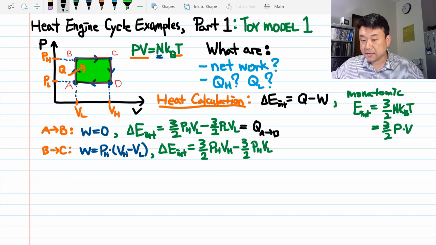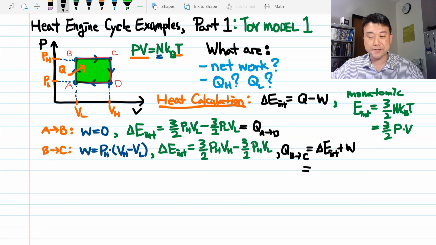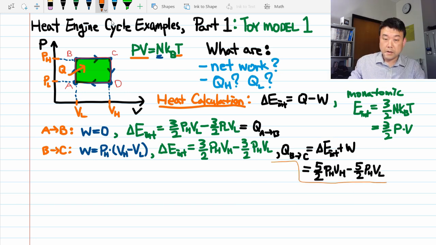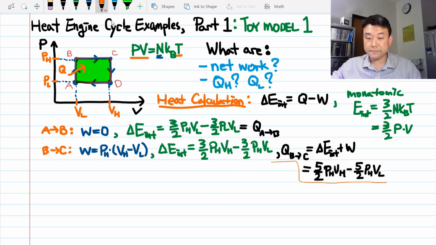Now this time, this isn't the heat transferred. We have to use the first law. That is, heat transferred is change in internal energy plus the work done by the system. That looks a little bit complicated, so let me do the algebra on a separate piece of paper and then just write down the result here. Alright, there it is. If you look at the expression carefully, you can say it's positive. So there's a heat input going from B to C also.